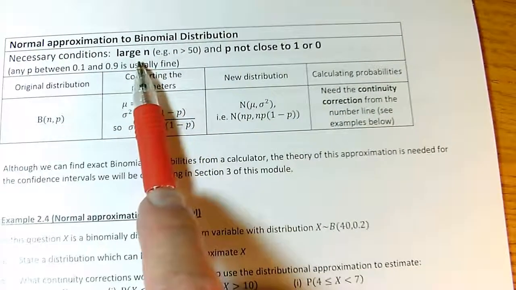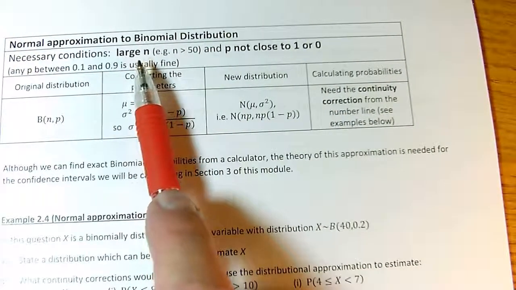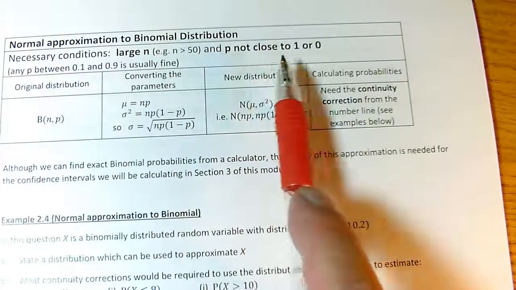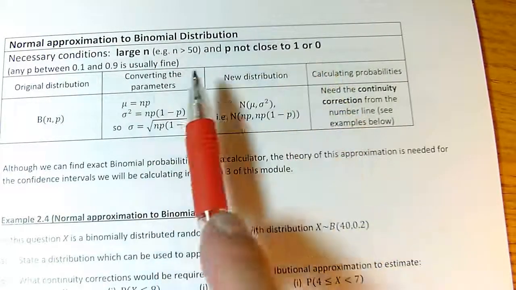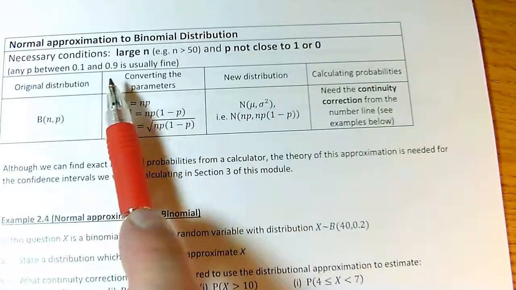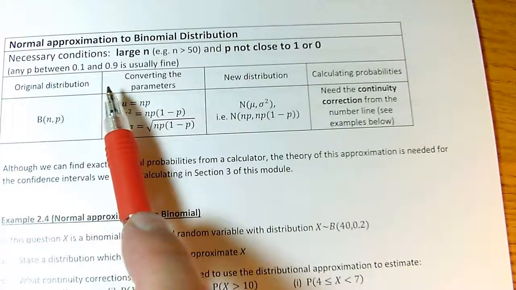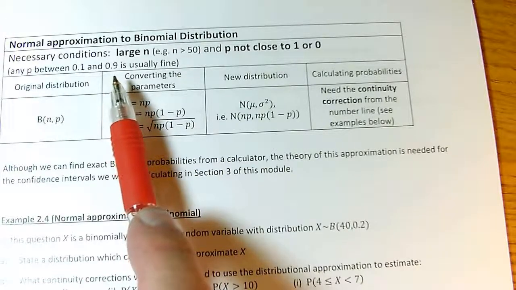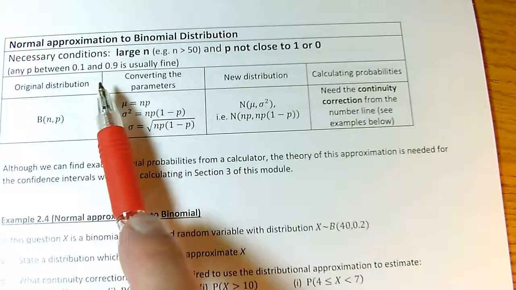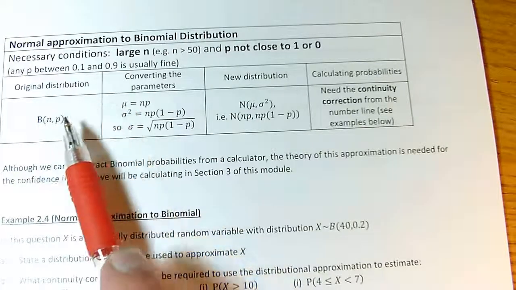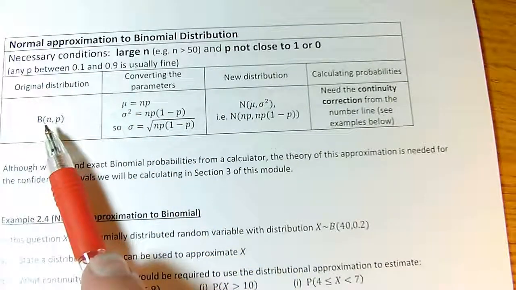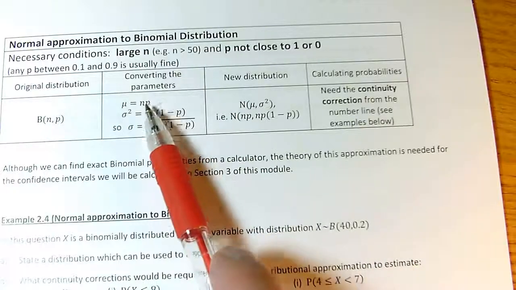So we need n to be large again, but unlike a Poisson, we need a p that's not too close to 1 or 0, instead of a small p. In fact, if it's anywhere between 0.1 and 0.9, that's usually fine. Sometimes it can even be closer to 1 or 0. So we don't have to be massively far away from 1 or 0, but we have to be not too close.